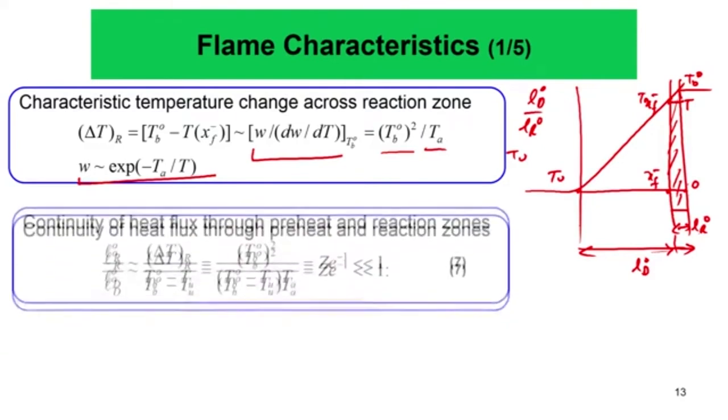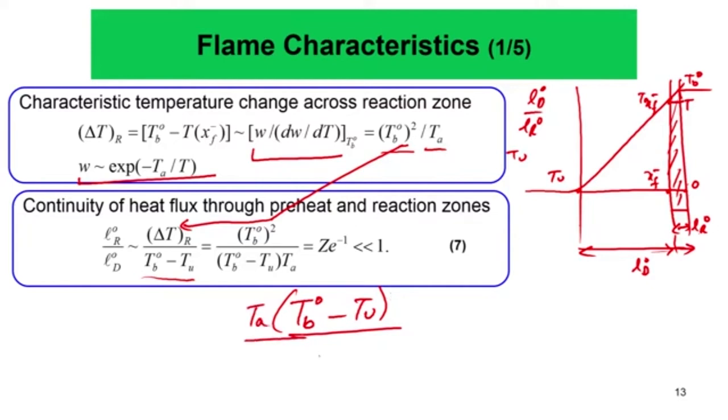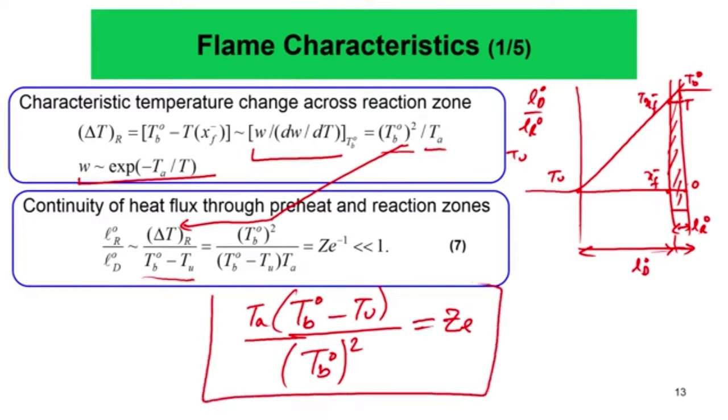Then we apply this: LR0 by LD0 is essentially delta T across the reaction zone divided by delta T, TB minus TU, and we substitute this here. We get LR0 by LD0 is essentially equal to TB0 square divided by TB0 minus TU times TA, whereas this thing is a very important quantity, and that is called the Zeldovich number. So this is called the Zeldovich number, and it's a very, very important quantity.